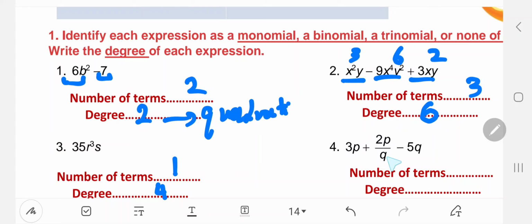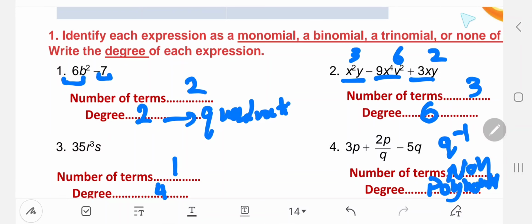Q is in the denominator. Whenever Q is in the denominator, it's the same like Q power negative 1. So we call it non-polynomial. Non-polynomial. Okay? Next. But we have 3 terms here. First term, second term, and third term. But the problem is the Q is in the denominator, Q power negative 1, so we call it non-polynomial.